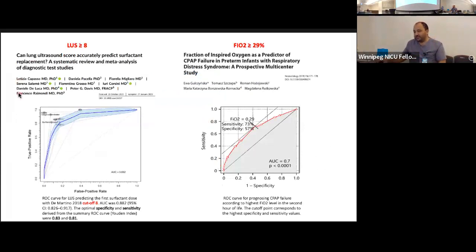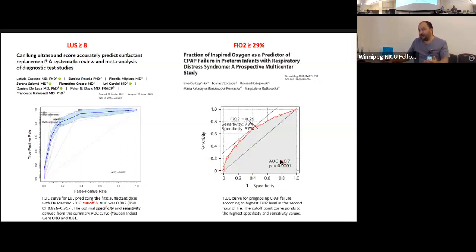Based on this meta-analysis, a lung ultrasound cutoff value of above 8 is very sensitive, and the area under the curve, the AUC, is 0.88, lung ultrasound alone. If you speak of the FiO2, it's good, not bad, but it's not the best. The area under the curve is just 0.7.